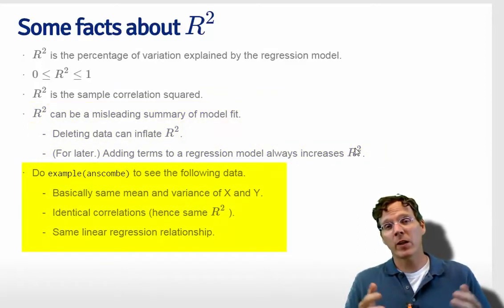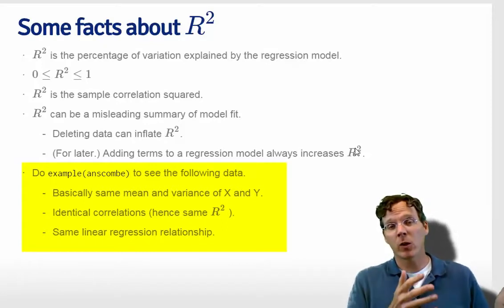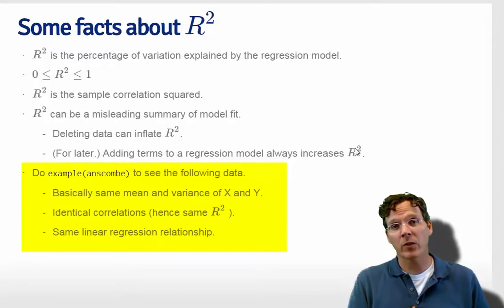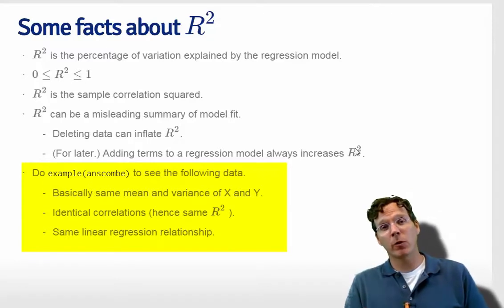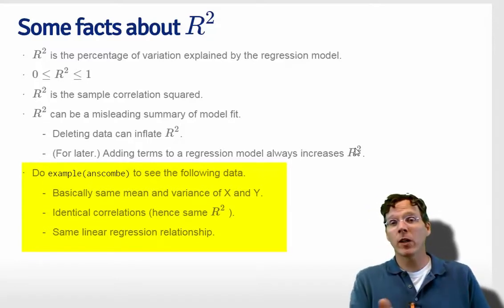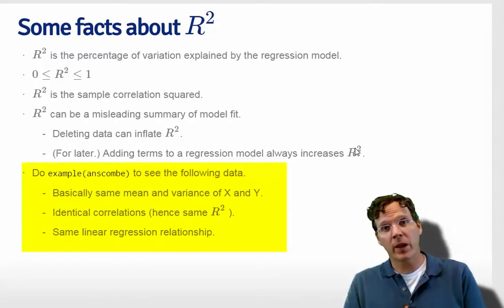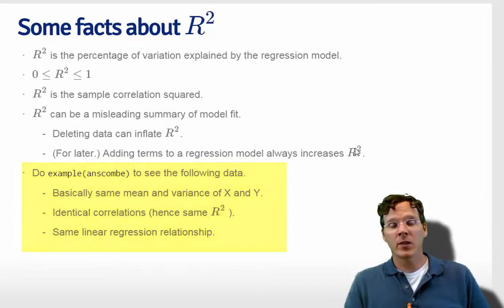Anscombe created a particularly stark example of a bunch of data sets with equivalent R squared, equivalent mean and variance in the X's and the Y's, and identical regression relationships. But when you look at the scatter plots, you can see that the fit has very different meanings in each of the cases. So let's look at the outcome from the example Anscombe and see what it shows.